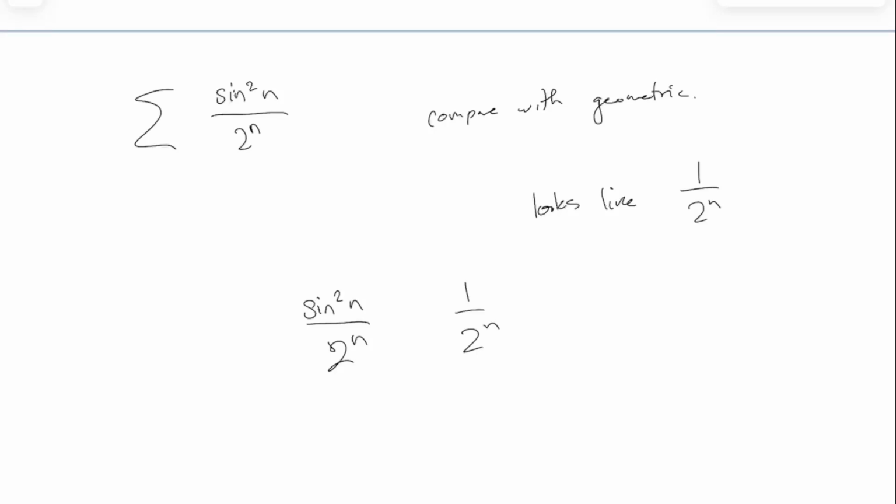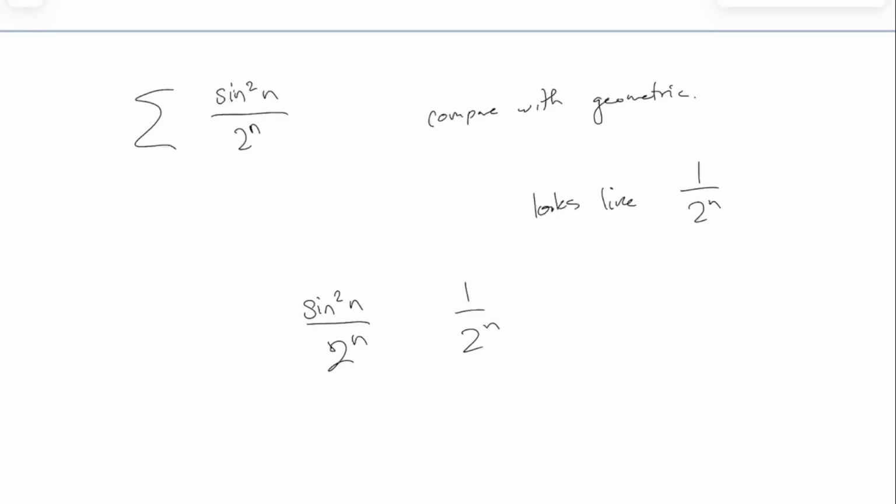Yeah, question? Can you explain why we're using geometric series to compare? It's because when I look at this, it looks like I have n inside the exponent, which is what a geometric series looks like, versus the p series, which has some power of n, which I don't see at all here. Now there's also this sine thing, which is weird, but as far as what is immediately recognizable in here, I see n in the exponent, which makes me think geometric.